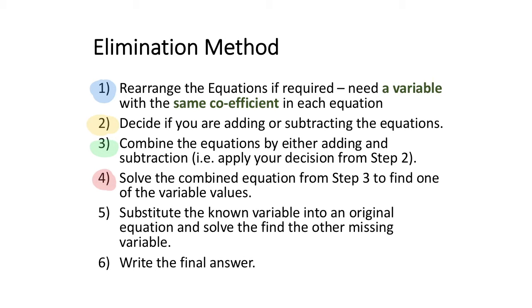The next step is to solve the combined equation that we formed in step 3, and then that will give us the value of one of our variables in the original equations. Step 5 will then be to substitute in that known value into one of the original equations to find the value of the second variable. And once we have the value of both variables, the final step is to write the answer. So that is a summary of the steps required to be able to complete the elimination method. Now we'll go ahead and have a look at an example.